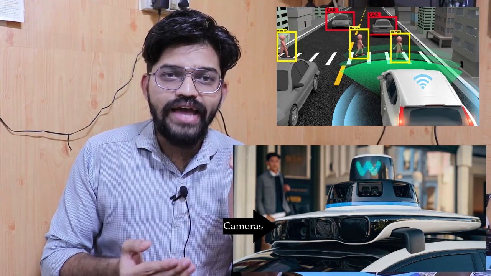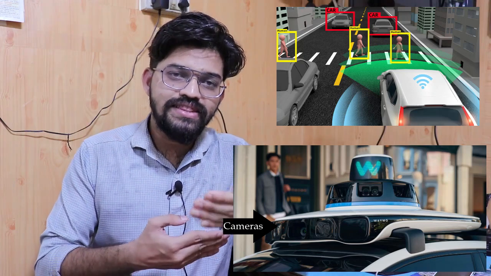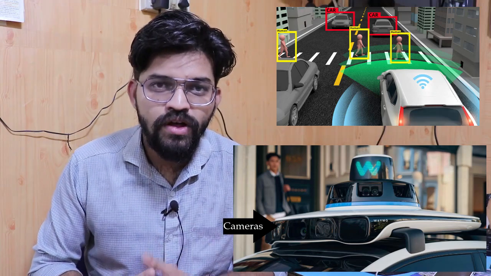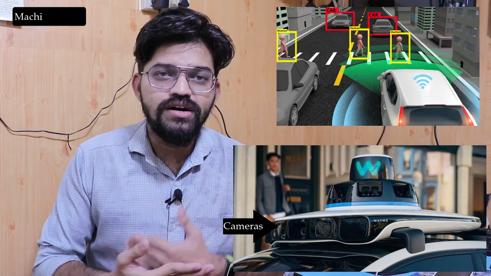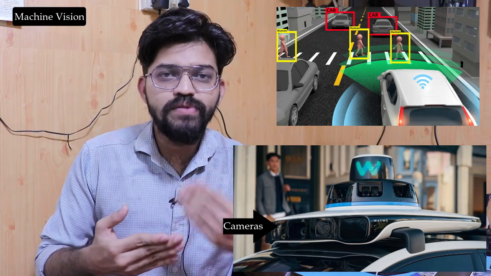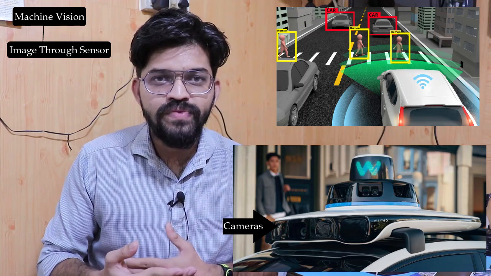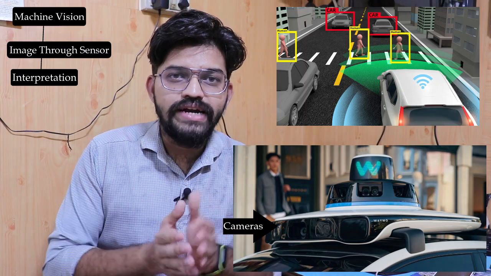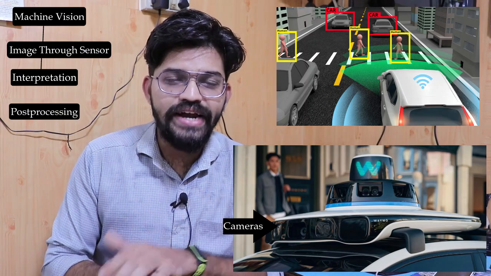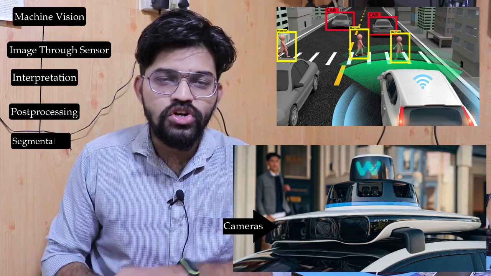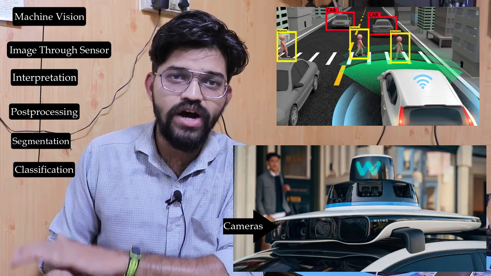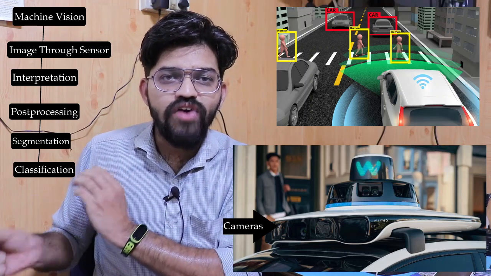So guys, these cameras are of a pretty advanced type. They capture everything, and this information then gets manipulated in terms of machine vision. So guys, in machine vision, the pictures that we have received through the camera get interpreted. That is nothing but the post processing of the information. After that, the segmentation of this information is carried out. After that, the classification is carried out, and then we get the final results.